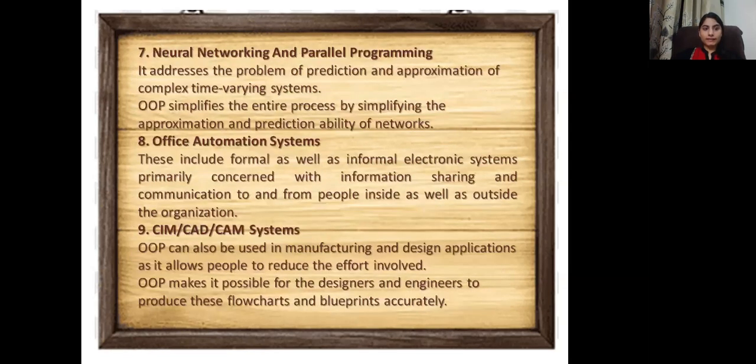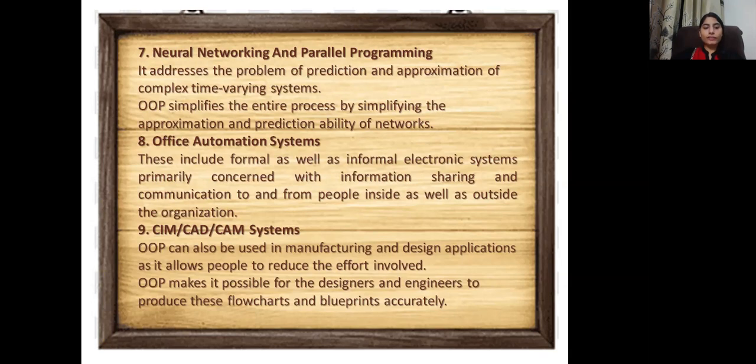Now, the seventh is neural networking and parallel programming. It addresses the problem of prediction and approximation of complex time-varying systems. Firstly, the entire time-varying process is split into several time intervals or slots. The neural networks are developed in a particular time interval to dispel the load of various networks. Object-oriented programming simplifies the entire process by simplifying the approximation and prediction ability of networks.